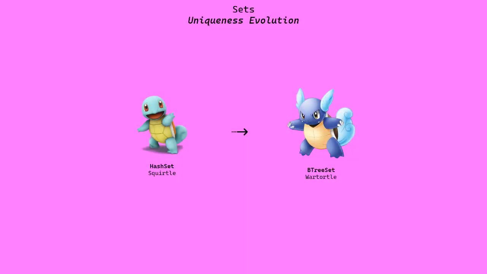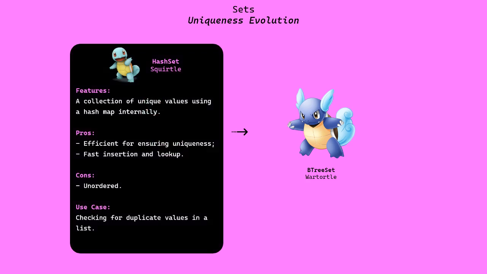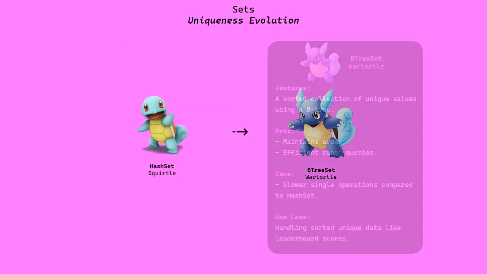Sets, or uniqueness evolution. Squirtle, or HashSet. The starting form of sets, HashSet, is all about enforcing uniqueness without worrying about order. Like Squirtle, it's quick, efficient, and straightforward in its approach. The use case is checking for duplicate values in a list.